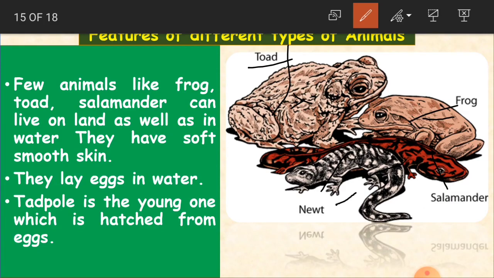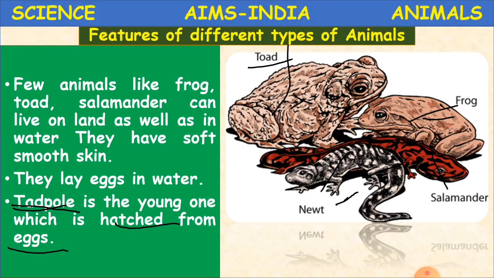And they lay eggs in water. What do these animals do, children? They lay eggs in water. The tadpole is the young one which is hatched from the eggs. When the young one is born from the egg, that baby is called a tadpole. Hatched means taking birth from the eggs. Clear, children? So this is like a type of frog family.